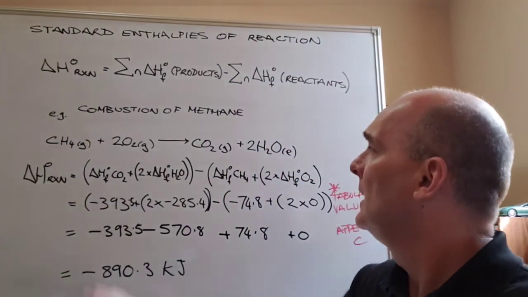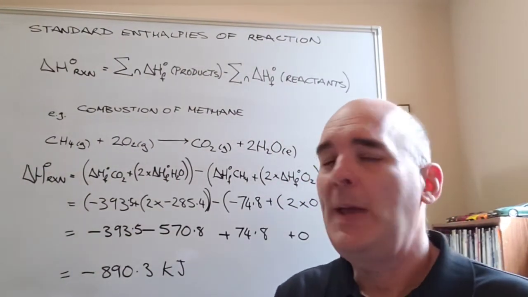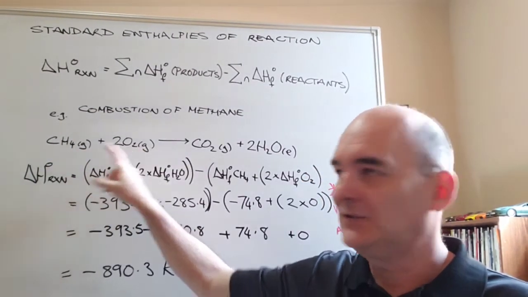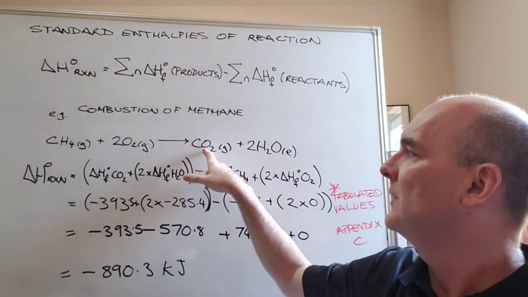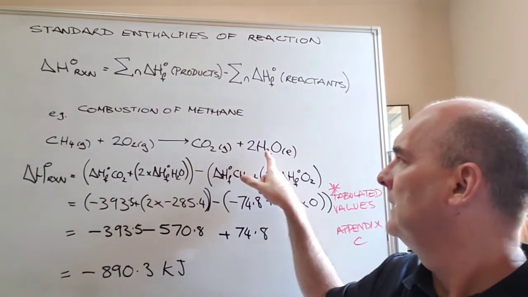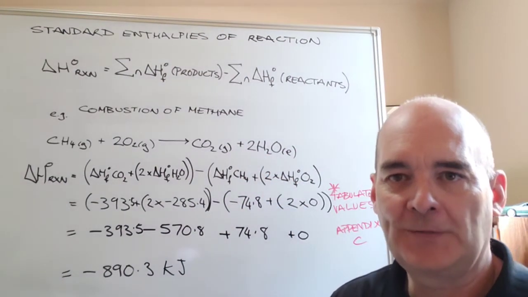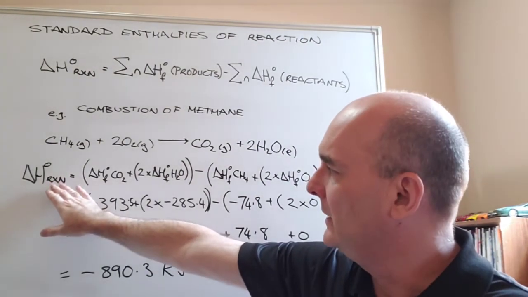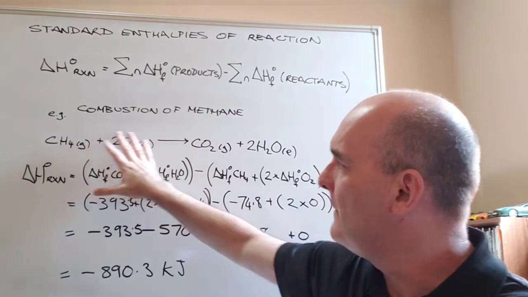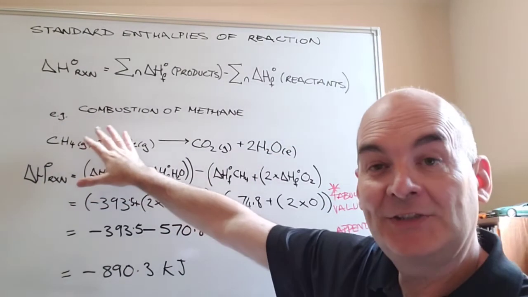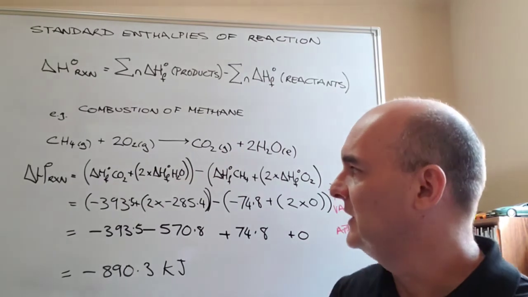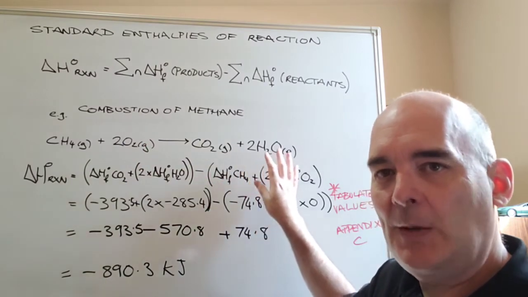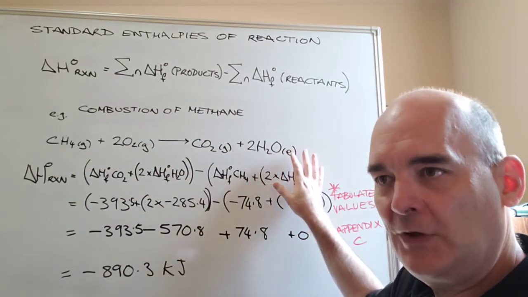Okay, let's look at the combustion of methane. Methane is a gas, and it's going to react with oxygen, that is a gas, in a 1:2 ratio to make carbon dioxide, that is a gas, and 2 molecules of water as a liquid. If I set my equation out now, the amount of heat that I should expect from this reaction is equal to the sum of all the enthalpies of formation of the products minus the sum of all of the enthalpies of formation of the reactants.